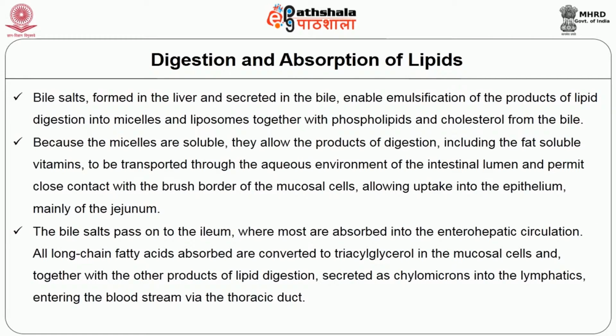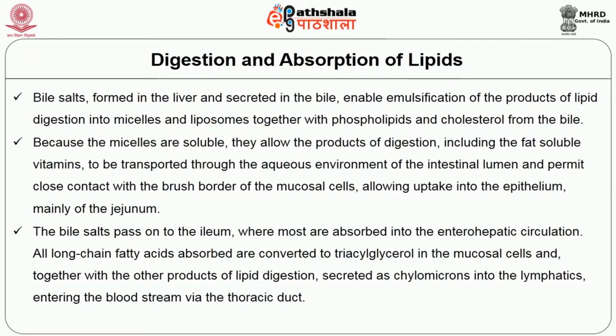The bile salts, which are formed in the liver and secreted in the bile, enable the emulsification of the products of lipid digestion. So it is like this. Lipid digestion starts with the action of the enzyme lipases, which break down the fatty acid esters, and the cholesterol ring is also broken down by other factors in the internal milieu. Now the bile salts, which are formed in the liver and secreted in the bile, go and emulsify the products of lipid digestion.